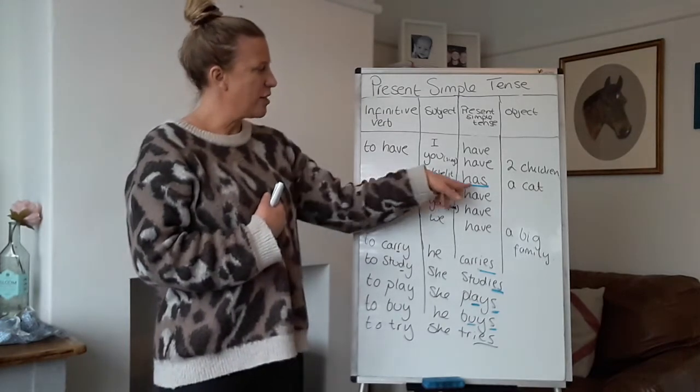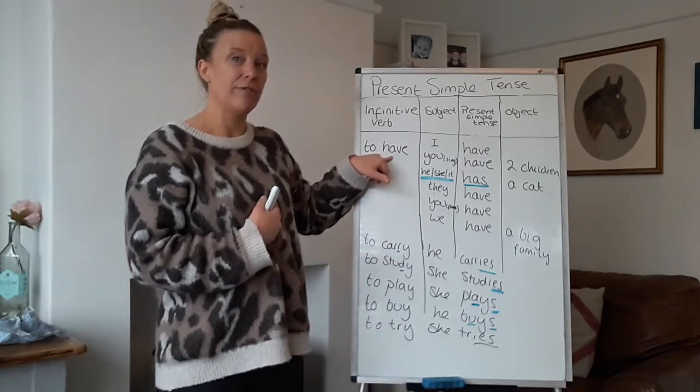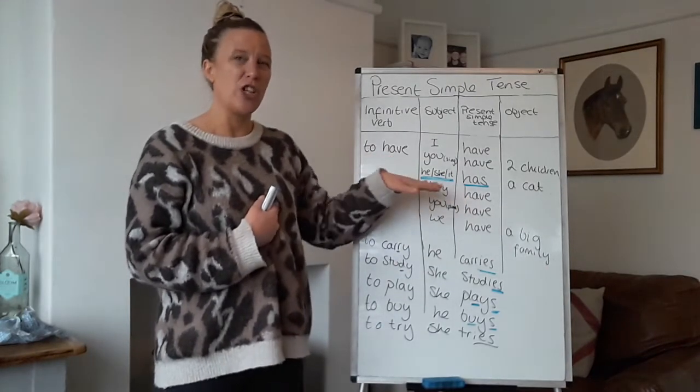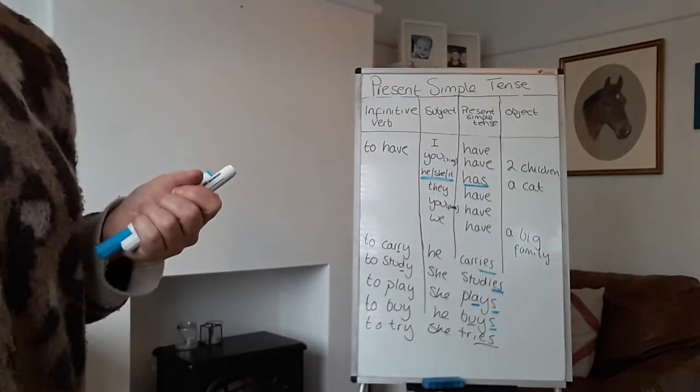So for he, she, and it, we change the verb. Everything else stays the same as the infinitive. So the present simple is quite easy, because it only changes for he, she, and it, except for one verb, which I'm just going to show you.